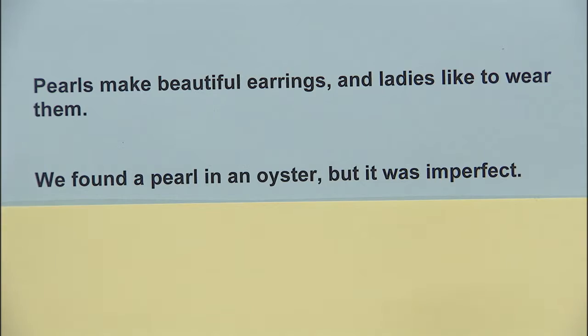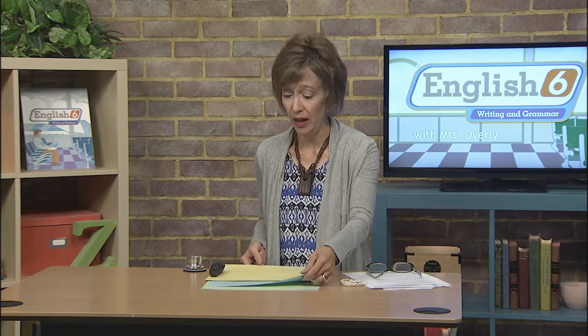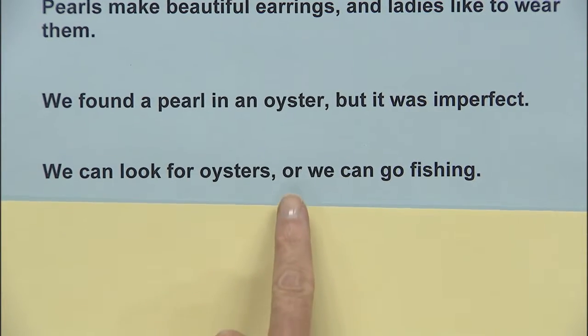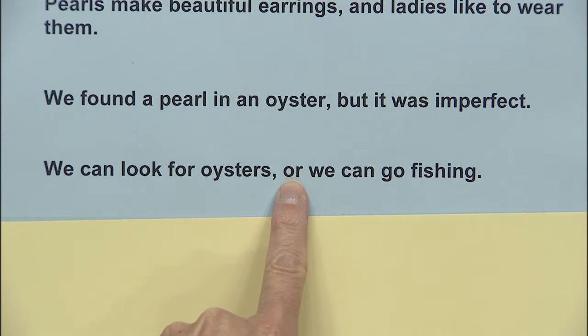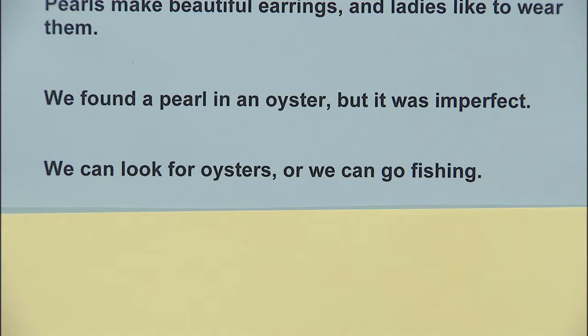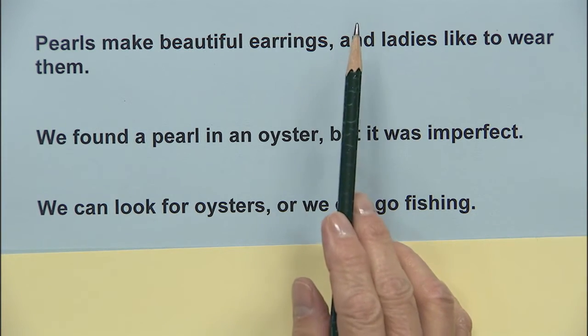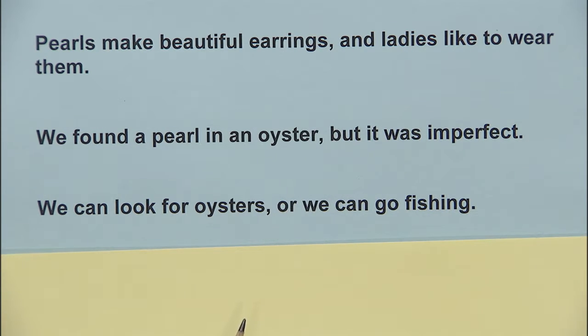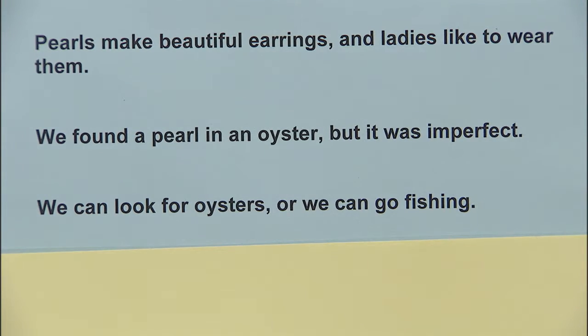And then we have one more conjunction that we've been using, and it is the conjunction or. The conjunction or shows a choice or possibility. So let's look at the third sentence: we can look for oysters, or we can go fishing. So we also can see in this compound sentence a complete sentence here and a complete sentence there. And notice also in each one of these sentences, right before the coordinating conjunction, we have a comma, and you need to remember the comma before the coordinating conjunction in a compound sentence.